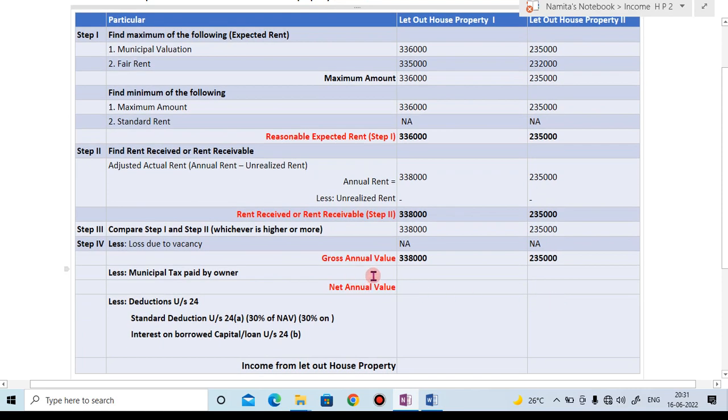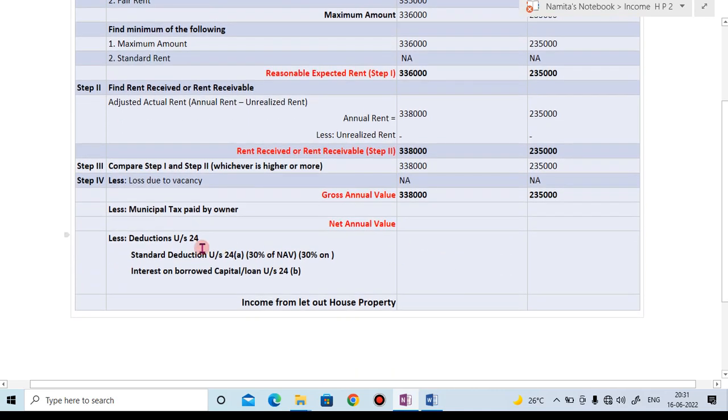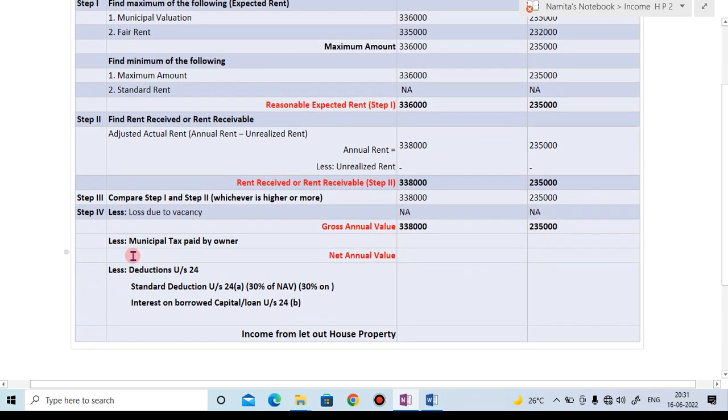Now from gross annual value we have to less the municipal tax paid by the owner. Okay, now municipal tax, if it is paid by the owner, then we have to deduct it from the gross annual value. If the municipal tax is paid by the tenant, then it is not applicable. We cannot deduct the amount from gross annual value. Why? Because as per the Income Tax Act, municipal tax should be paid by the owner, and if it is paid by the owner, then only we can deduct the amount from gross annual value.